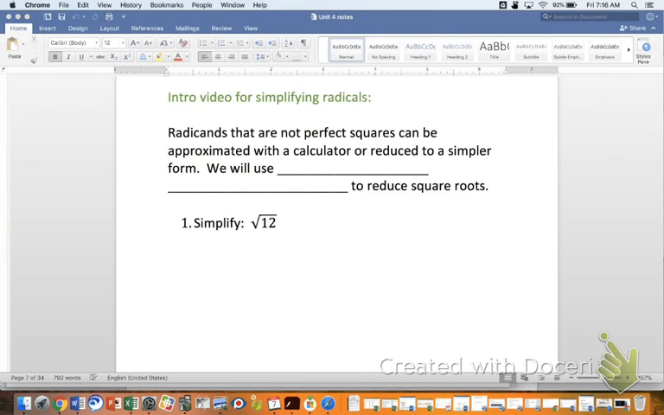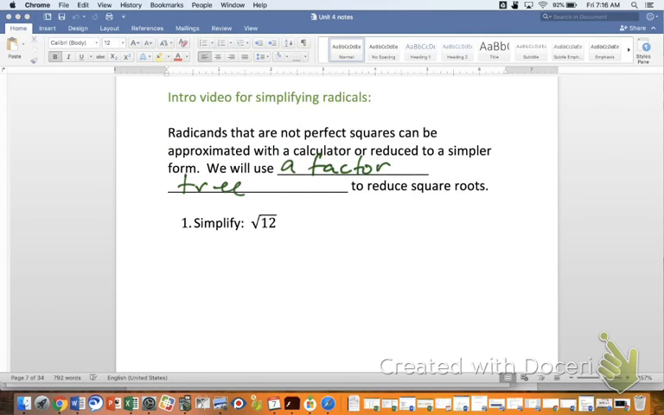This is the intro video for Algebra 1 for the concept of simplifying radicals. All right, so when working with square roots, radicands that are not perfect squares could either be approximated with the use of a calculator, or we could reduce them to a simpler form. We will use a factor tree to help us reduce these square roots.